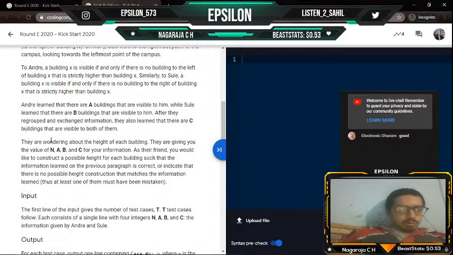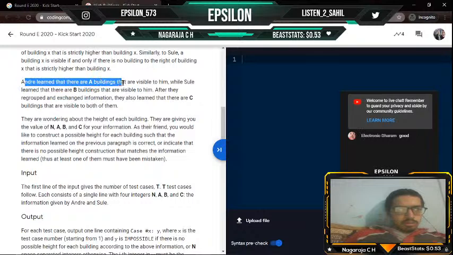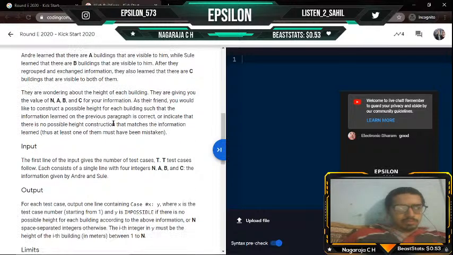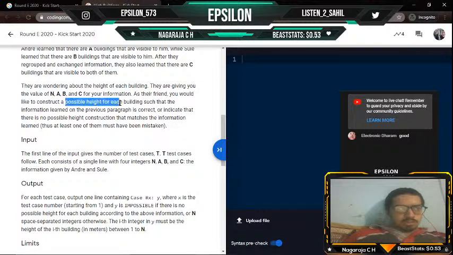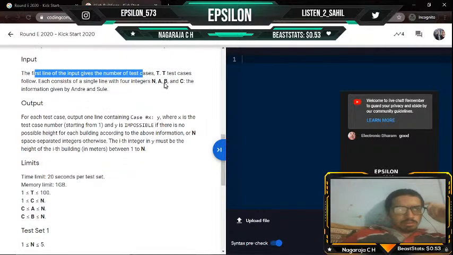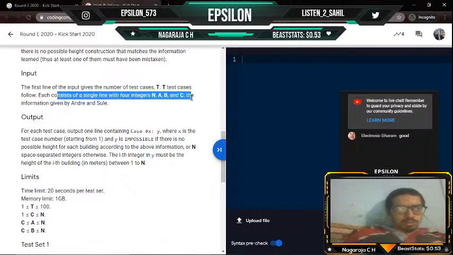It's kind of a mountain problem. We are given the number of buildings visible from the left, the number visible from the right, and there are C buildings that are visible to both of them. They are wondering about the height of each building. They are giving you the values of N, A, B, and C. As their friend, you have to consider any possible arrangement. The first one will give you a test case.